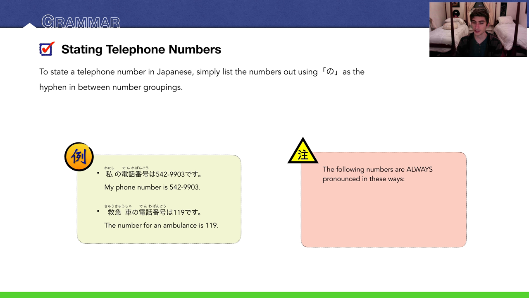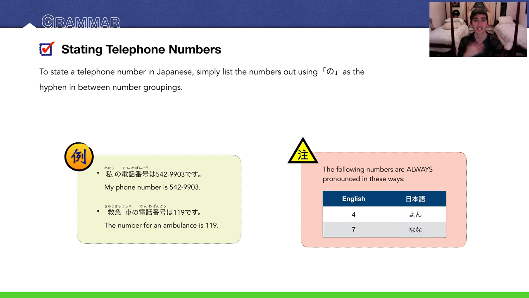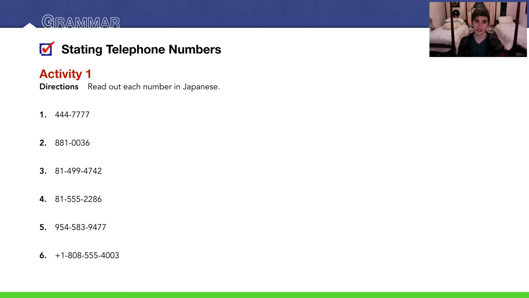When you're saying numbers in Japanese, for the telephone, 4 and 7 would always be pronounced as yon and nana, respectively. All right? Activity 1, we're going to read out some numbers in Japanese. I did mix the formatting a little bit. Some of these are Japanese formatted numbers, and some are American formatted numbers. Of course, you can pause the video and try it on your own. I'm going to solve it right now. Number 1 is to test you with those exceptions that I just showed you. All fours and all sevens.